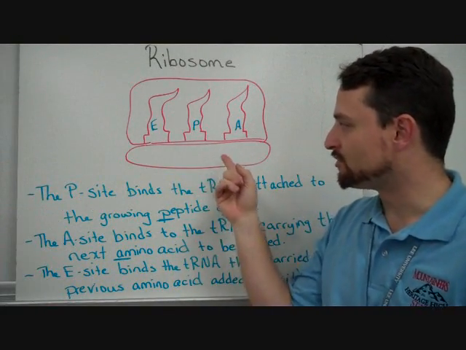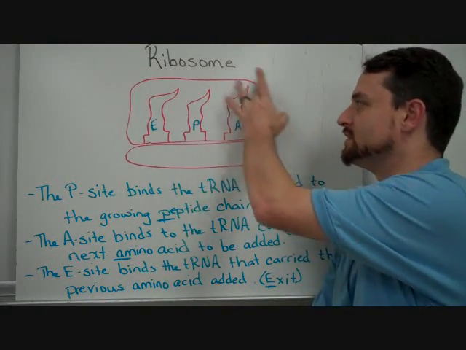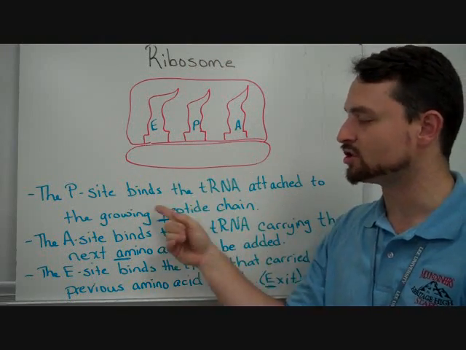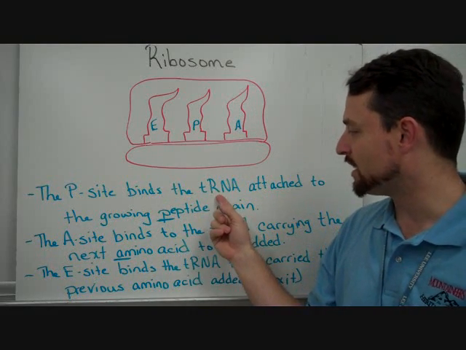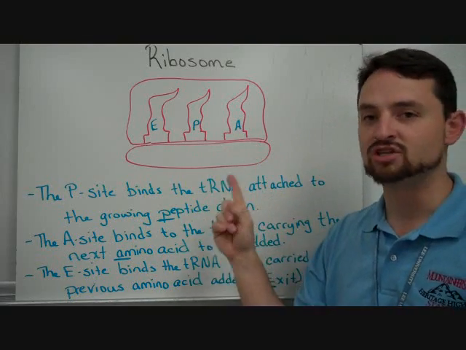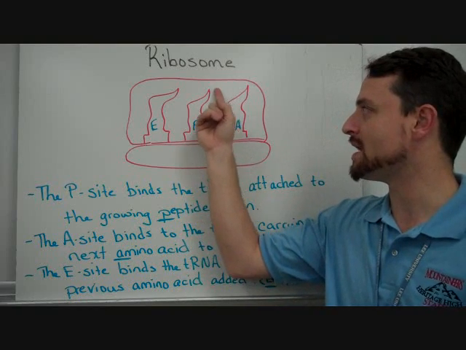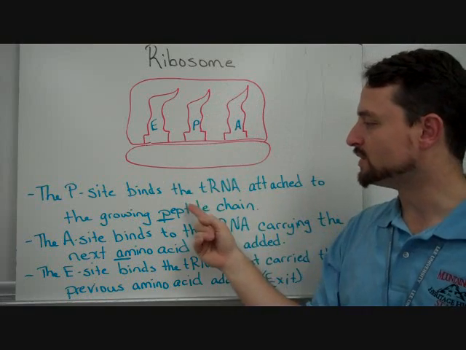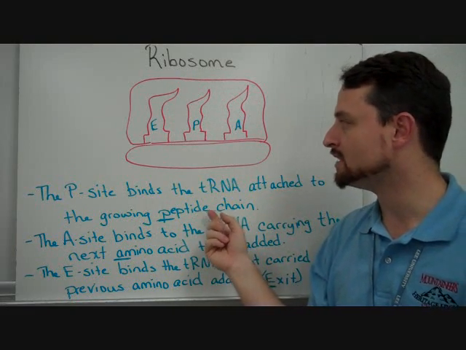The ribosome is made up of 2 subunits. This bottom one and then the top one here. This top one has 3 sites: the E site, the P site, and the A site. Let's look at each of those sites individually. The P site binds the tRNA attached to the growing peptide chain. You'll see that in just a minute, but the peptide bond will happen between the P site here and the A site amino acid. So it's holding that new grouping of peptide bonds in the P site.